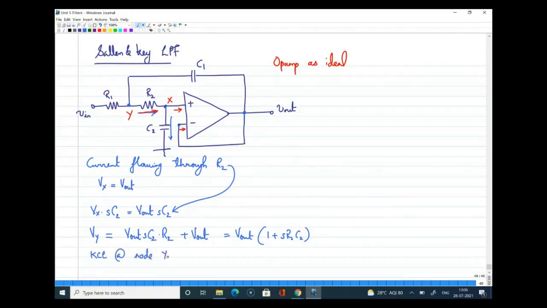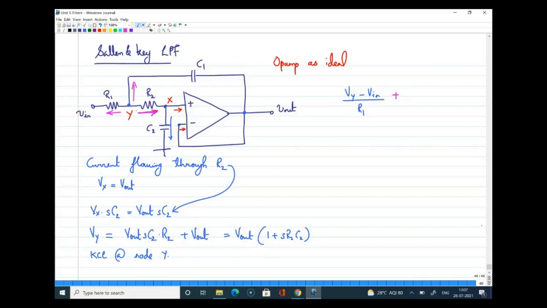I hope it is clear. If you have questions, please write in the chat. So how will I apply KCL at node Y? If you look at node Y, it is Vy minus V in divided by R1. That is the current flowing this side. Now, if I know this current, I can write that the sum of all the currents leaving the node is equal to 0. So Vy minus V in by R1 is the current leaving the node.